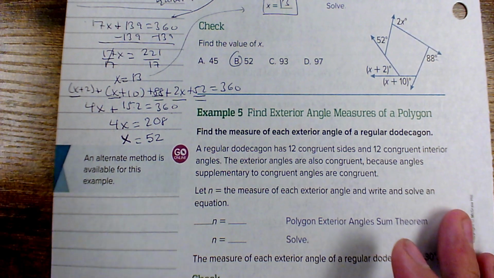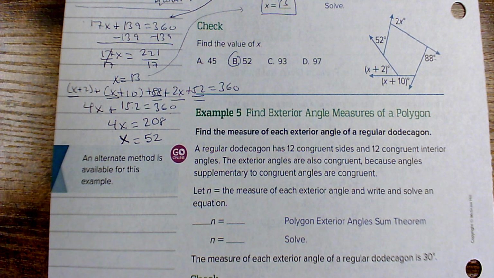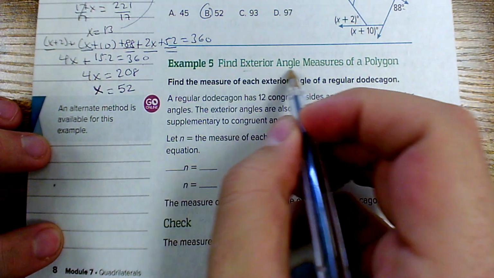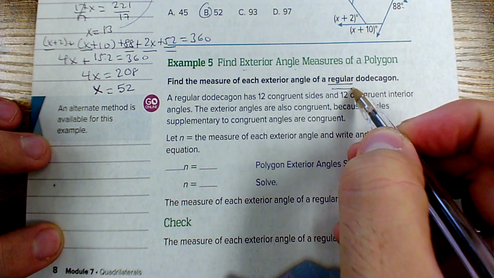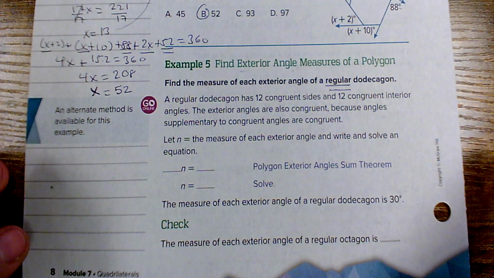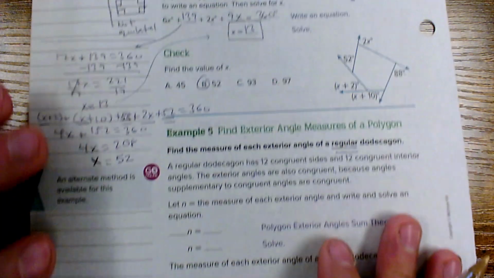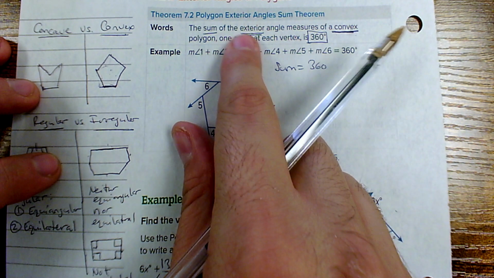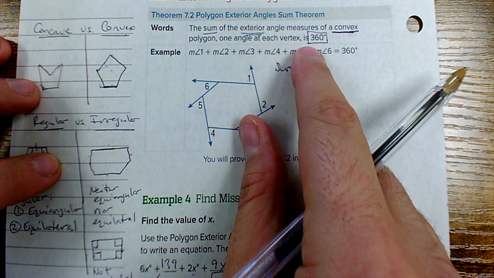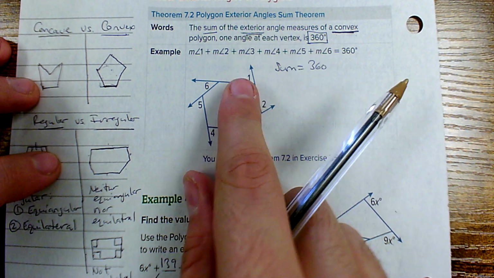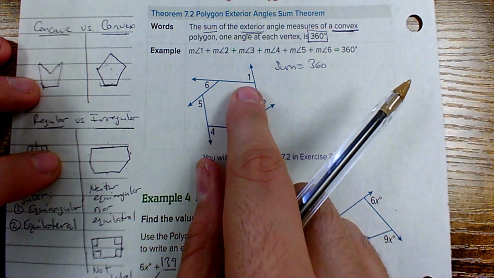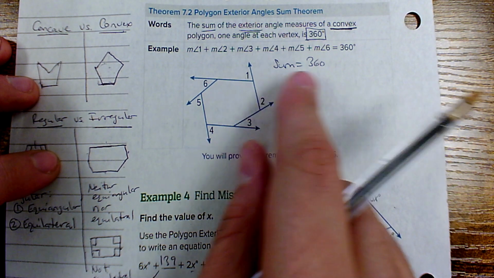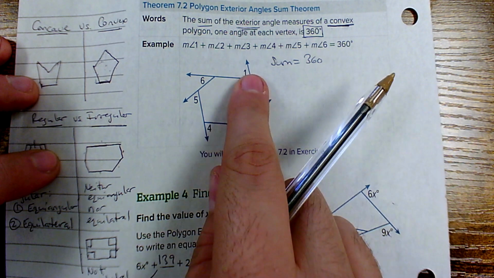Okay, and we're going to wrap up with the last problem here, example 5. Now this time we're finding exterior angles for a regular polygon. All right, so let's do that. We know that for any convex polygon, the exterior angles add up to 360. Now, if the polygon is regular, that means we would expect all of these angles to be the same, right? So we could just take the sum of 360 and divide by how many of them we have.